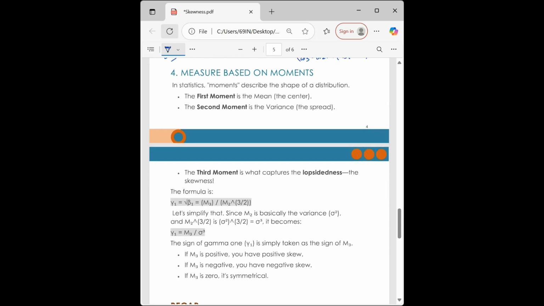Now, alright, last one. This is the most math heavy one, the measure based on moments. Don't worry, we'll keep it high level. In statistics, moment describes the shape of a distribution. The first moment is the mean, the center. The second moment is the variance, the spread. The third moment is what captures the lopsidedness, the skewness.